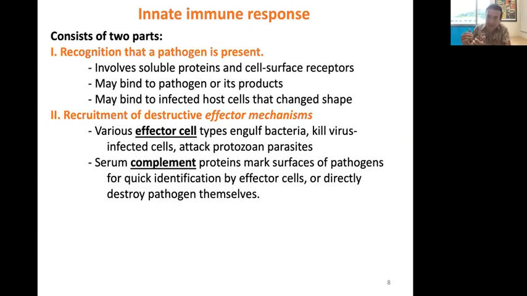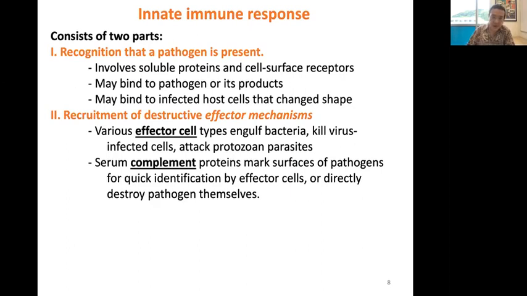The adaptive side of our immune system evolved much later and is far more complex and intricate. And so as a result, much more time in our semester is spent trying to understand the components of that. But of course, throughout, we will see how the two work together. So our innate immune response itself has two critical considerations. Number one is it needs to be able to recognize that a pathogen is even present.